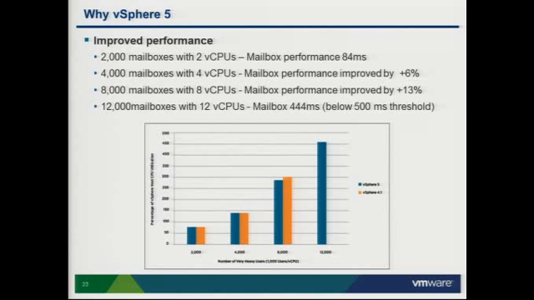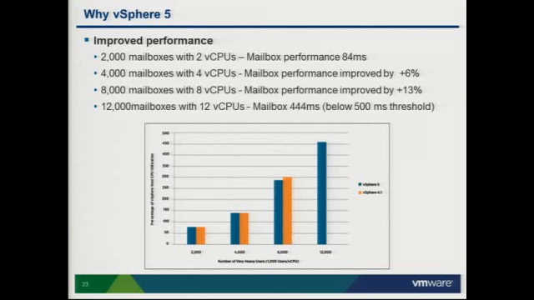Here's some great performance data. This is one of those hot off the presses, you're at VMworld, so you get to see it first type of slides. And this is performance data, where we took Exchange 2010 on vSphere 4 versus Exchange 2010 on vSphere 5 and said, did we do any better? And the answer is yes. You can see for 8,000 mailboxes running on vSphere 4 versus 8,000 mailboxes running on vSphere 5, we improved performance by 13%.